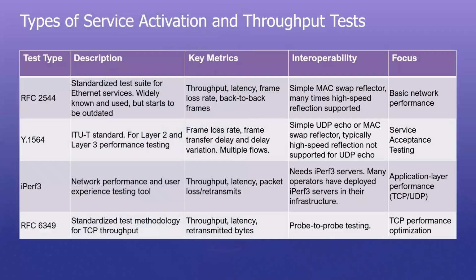Okay, so let's compare these different test types that are available in this category. So first of all, we had the RFC 2544. The very standard one defined a long time ago for Ethernet services, widely known and used, but as a standard, it starts to be outdated. And the focus for this test was really on basic network performance, throughput, as the main KPI, although you can also get frame loss rates, latency, back-to-back frames for burst testing. But throughput is really the main KPI that you are looking for.